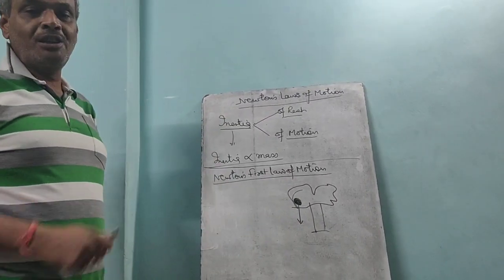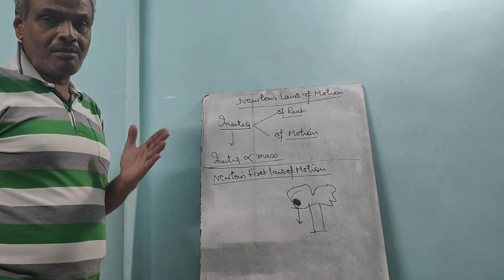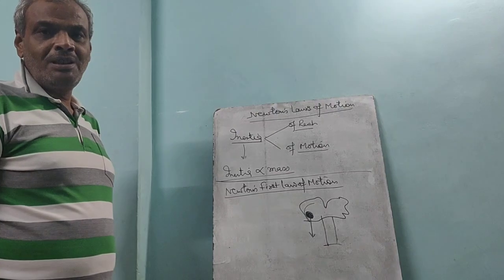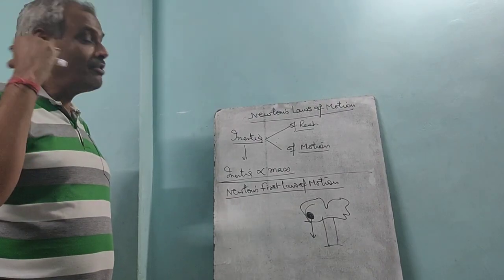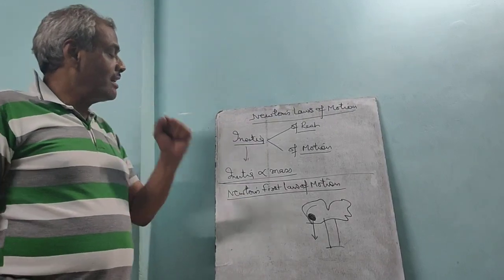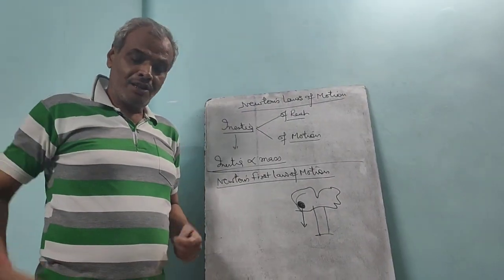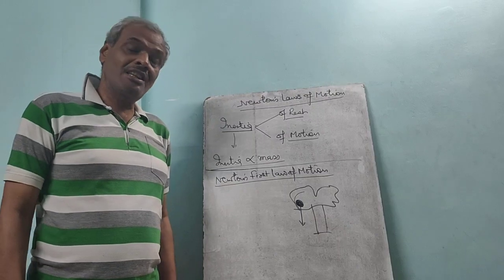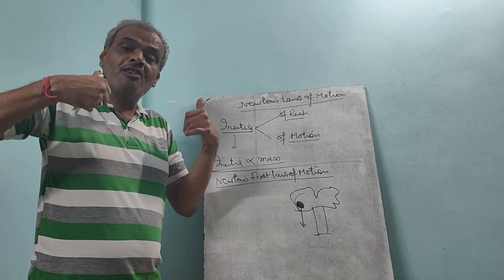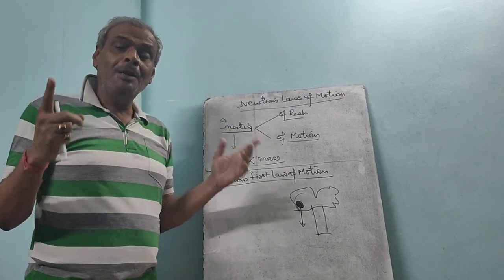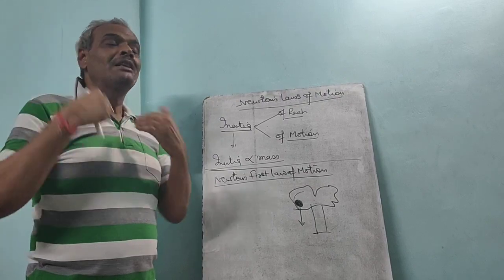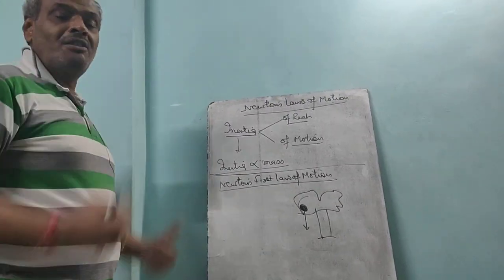One more thing we have felt: when a train or bus all of a sudden starts to move, you feel a backward jerk. Why? When the train starts to move in the forward direction, the lower part of our body, which is in contact with the train or bus, starts to move, but the upper part of the body, which is not in contact with the bus or train, wants to remain at its initial position. That's why we feel a backward jerk.